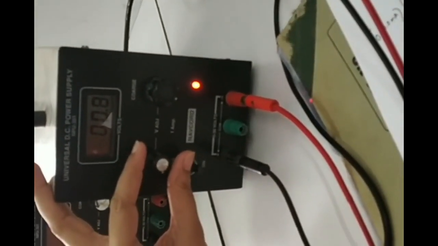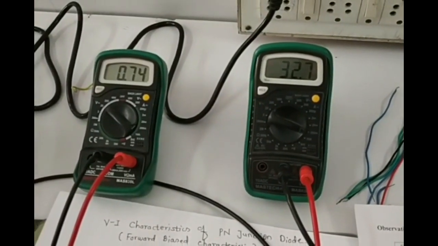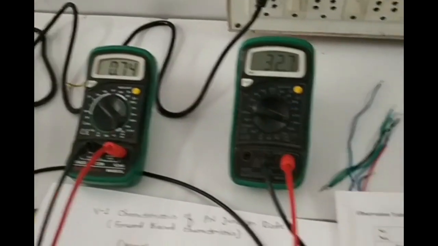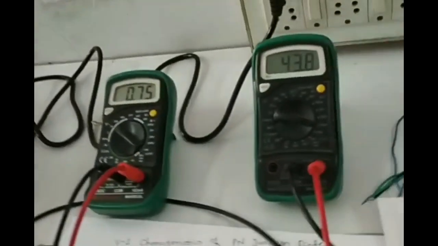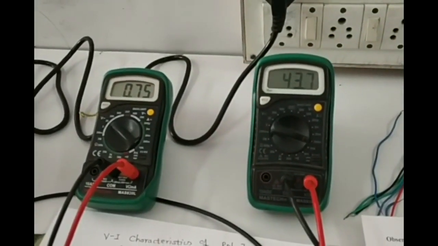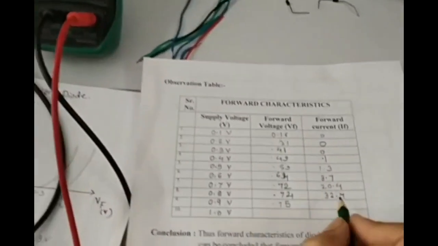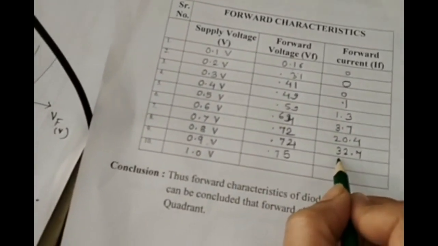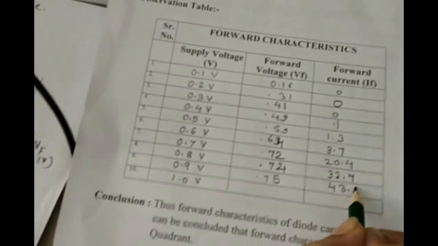For 0.8 you can see voltage is 0.74 whereas current is 32.7. Next, if I increase to 0.9, here we are getting the same voltage as for 0.8. As you can see, there is no increment in voltage, but a very good increase in the current.